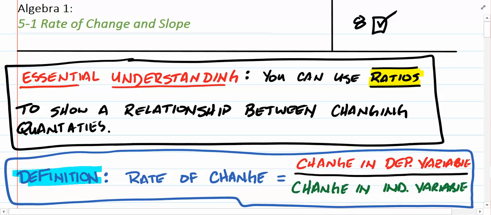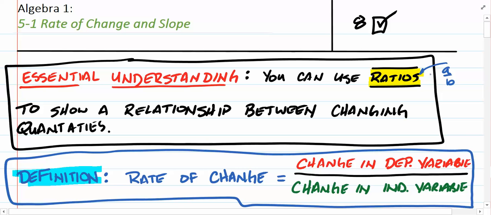Welcome to Zaption 5.1, Rate of Change and Slope. Here is the essential understanding. You can use ratios to show a relationship between changing quantities. Now don't forget, a ratio is like an A to B type of thing. That's what a ratio is.